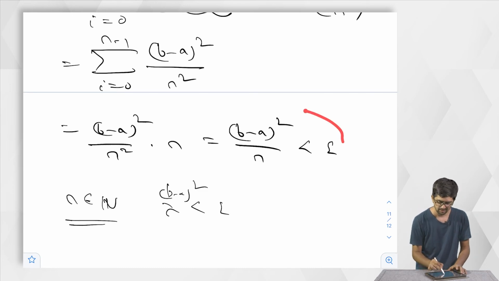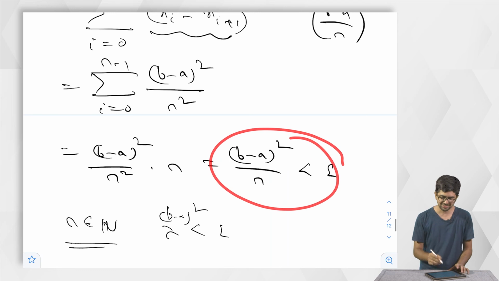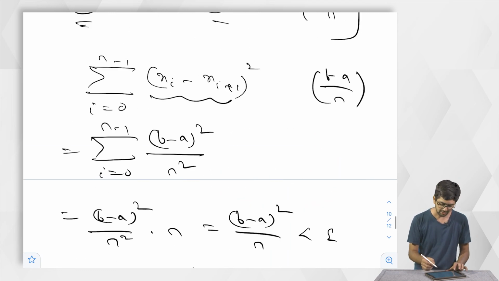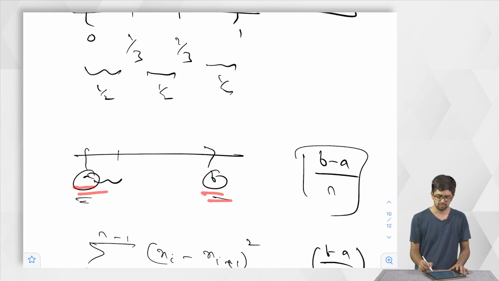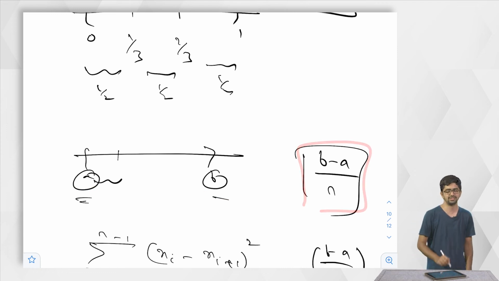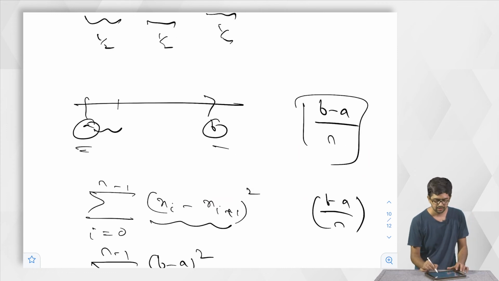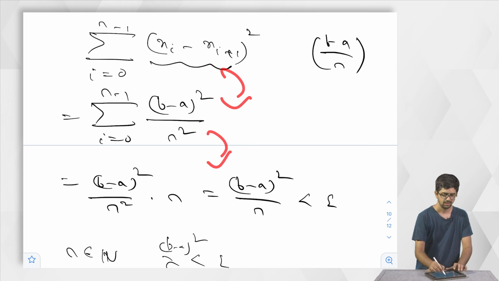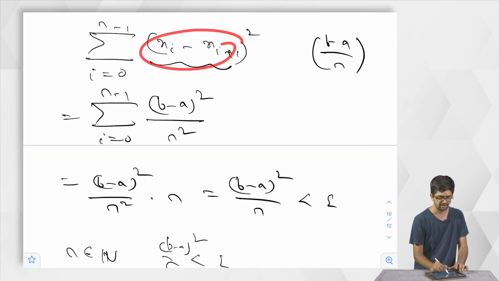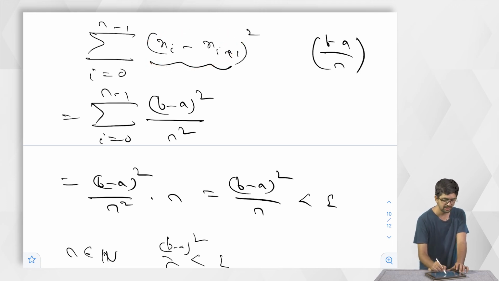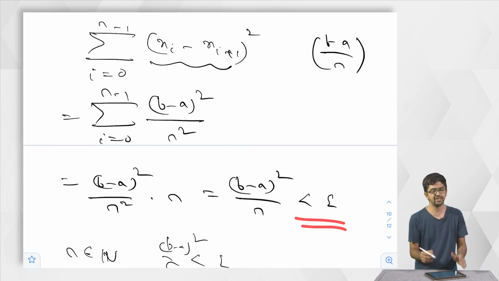So this is possible, and once I know what n I should choose, now split this interval ab into n parts of length (b minus a) by n. Once you know what n is, split ab into n parts of this length, and then you know what I have done here. This is equal to (b minus a) whole square by n. See, each length is (b minus a) by n, so the square means (b minus a) square by n square. Because there are n elements here, this comes out, and I need to add it n times. That is the same thing as (b minus a) whole square by n. And I want this to be less than epsilon, and I can always do this.